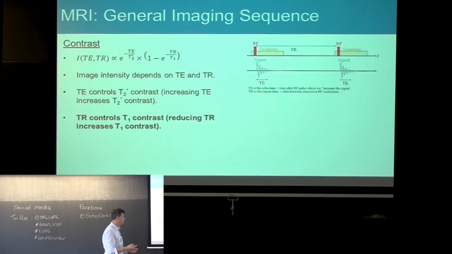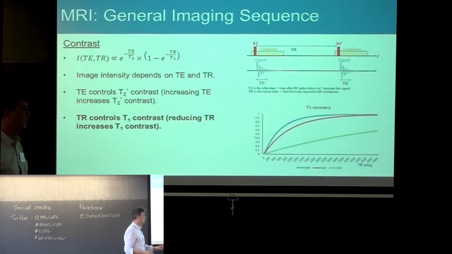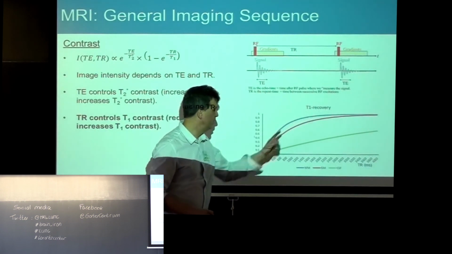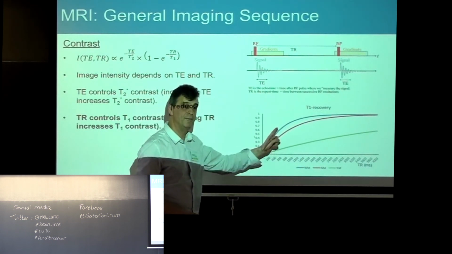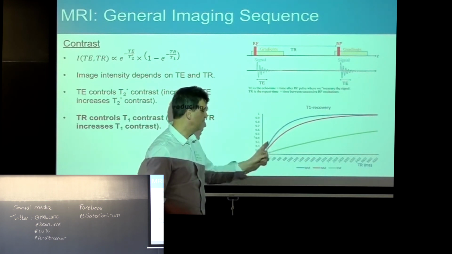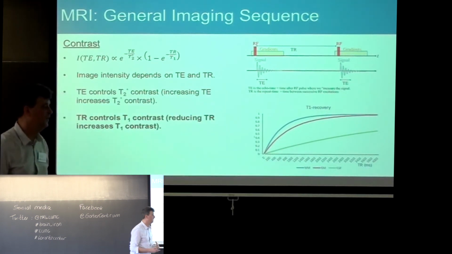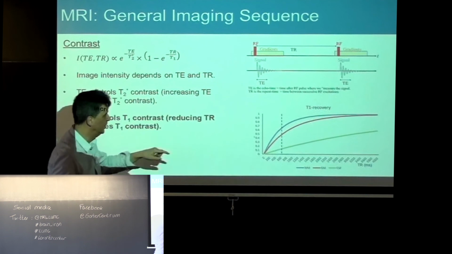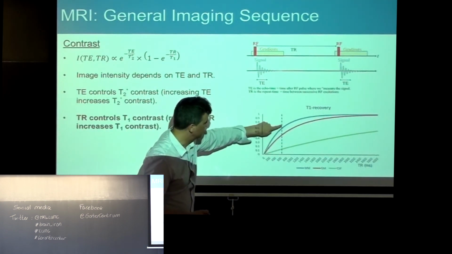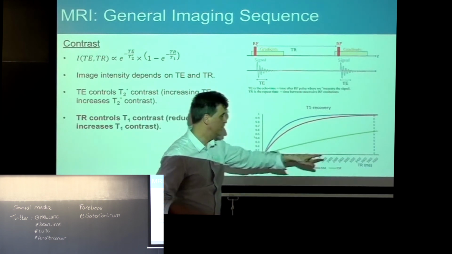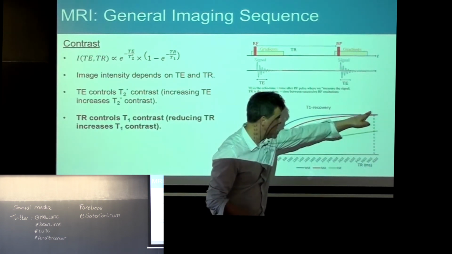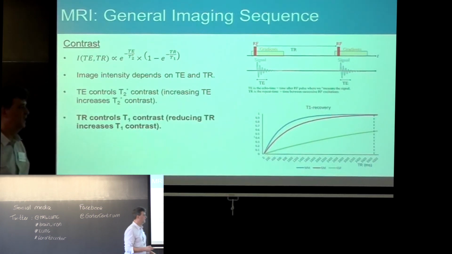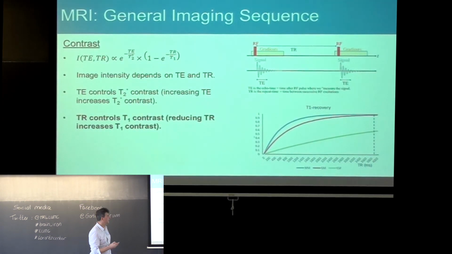TR controls the T1 contrast, as I said, and reducing TR increases the T1 contrast. So this is the recovery back to equilibrium, again for those tissues. Recovery happens fastest for white matter, next fastest for grey matter, slowest for CSF. And again, if you make a measurement at a short TR value, then there are quite big relative differences here. We'll get good contrast in the image, whereas if we make an image over here, we'll get less contrast, certainly between the grey and white matter in the image. So we can control the contrast in images by varying those very simple imaging parameters.